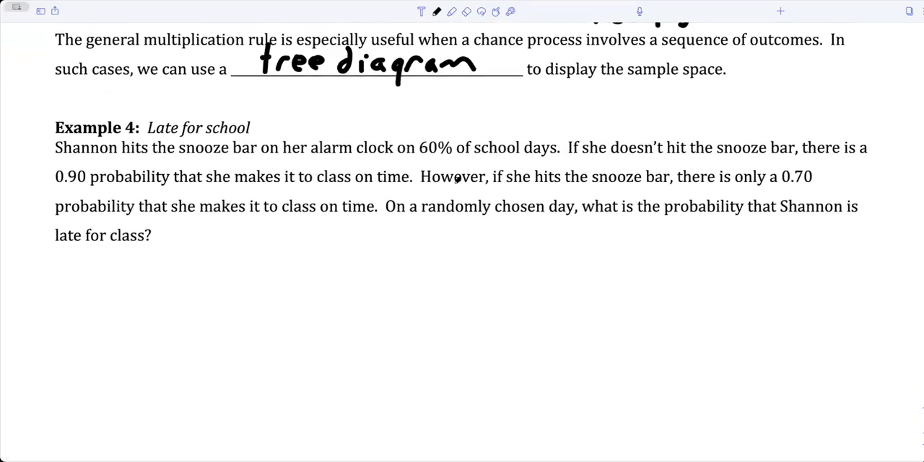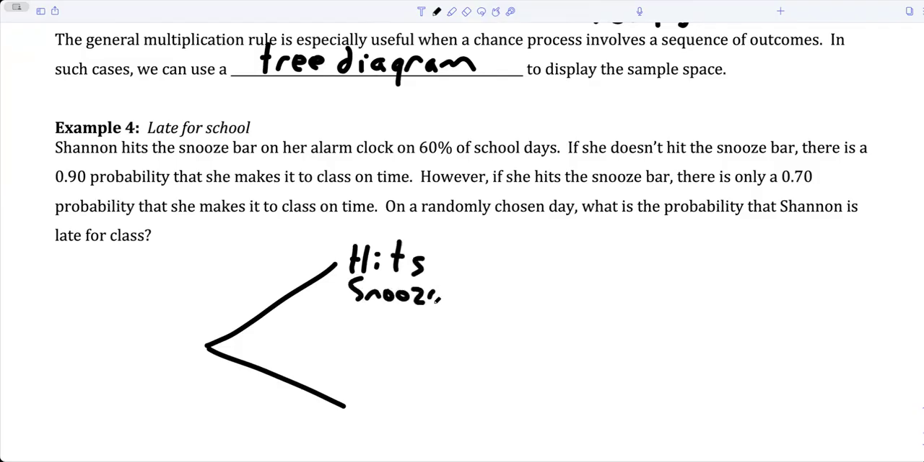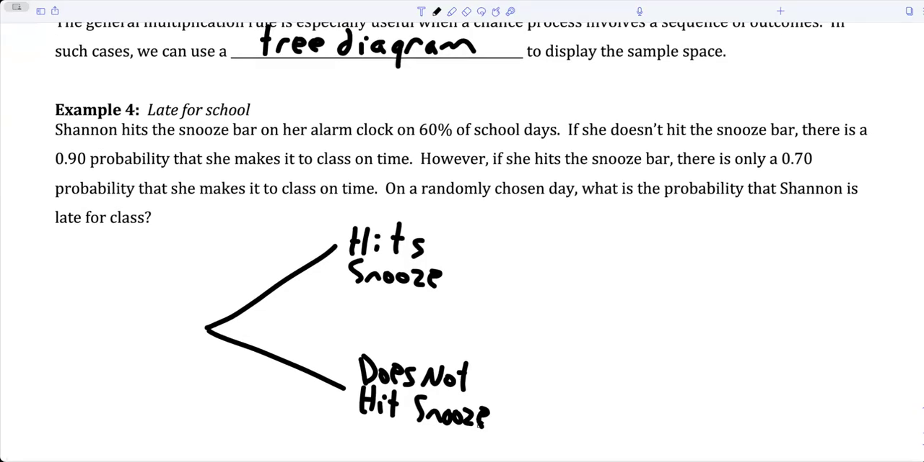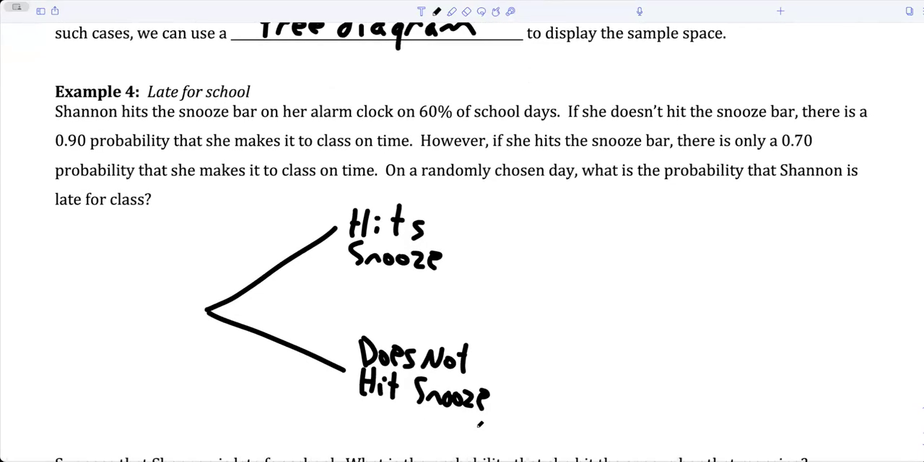So there are two outcomes to start with. Either she hits the snooze or does not hit the snooze. So what is the probability that she hits the snooze? 0.6. And using the complement rule, the probability that she does not hit the snooze is therefore 0.4.